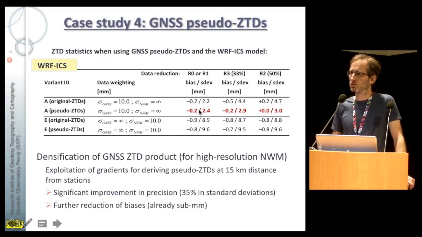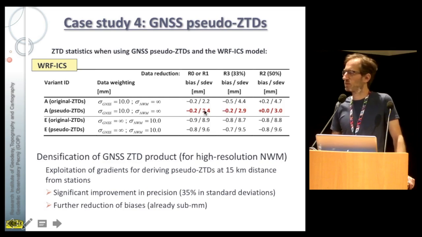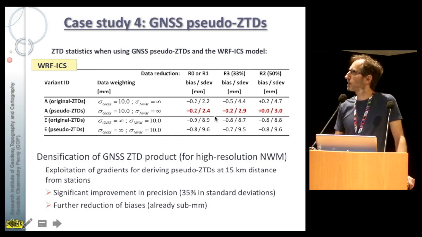So all points are control and input. But here we have 50% of the points as input and 50% as control, and we see that we are almost there. So we are not really losing accuracy due to this interpolation scheme, etc. And we can take real benefit of the zenith total delay from the GNSS as well as the gradients in this particular case. And so these pseudo ZTDs still improved the standard deviation by about 35%.